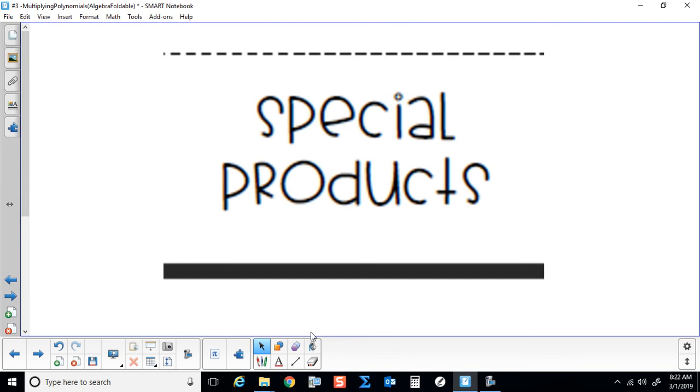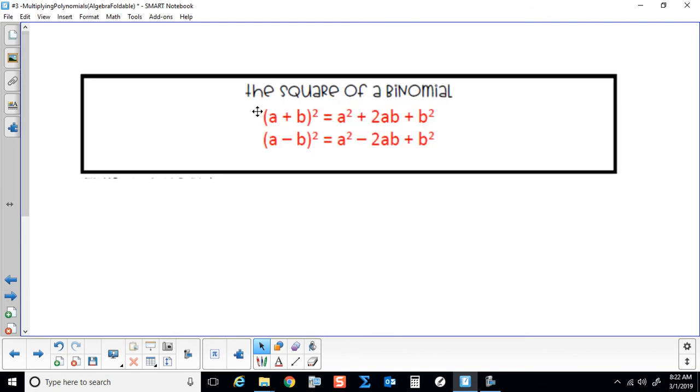Now let's look at some special products. When we square a binomial, there's a pattern that we can memorize, and then we don't have to FOIL it. We have a plus b squared. When we have a plus b squared, that equals a squared plus 2ab plus b squared. That's the pattern. When we have a minus b squared, the pattern is a squared minus 2ab plus b squared. So if we memorize these patterns, it makes the FOILing and multiplying go faster.